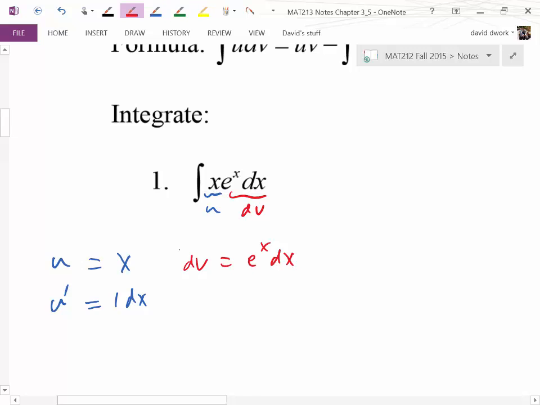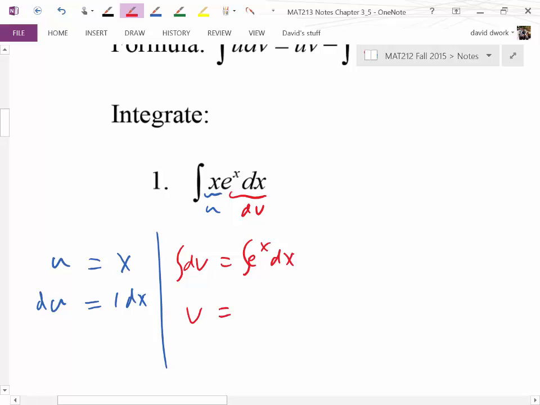Now, on the other side, we're going to integrate. Actually, you know what? I lied. I'm not going to use the prime. I'm going to use du. There we go. Then on the other side, we're going to integrate. The side that we let be u, derive. The side that we let be dv, integrate. So the integral of dv would just be v.